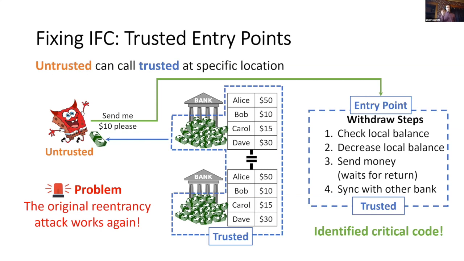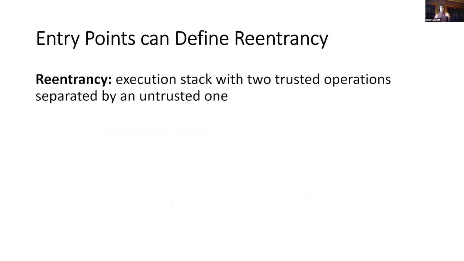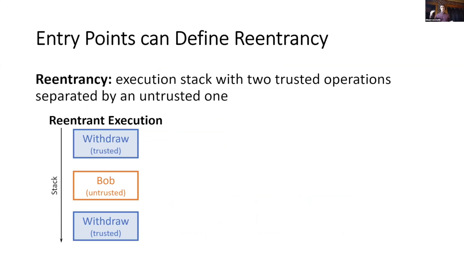And we've identified that this withdraw operation is critical code that we need to worry about, and we can use this to give a more formal definition of what reentrancy means. We can provide a precise definition of reentrancy so that we can then try to secure it. The way we define reentrancy is that it's an execution stack that has two trusted operations separated by an untrusted one. For example, we might have a withdraw operation on the stack that then called Bob to send him his money, and Bob then called withdraw without returning. That's two trusted withdraw operations with an untrusted Bob between them.